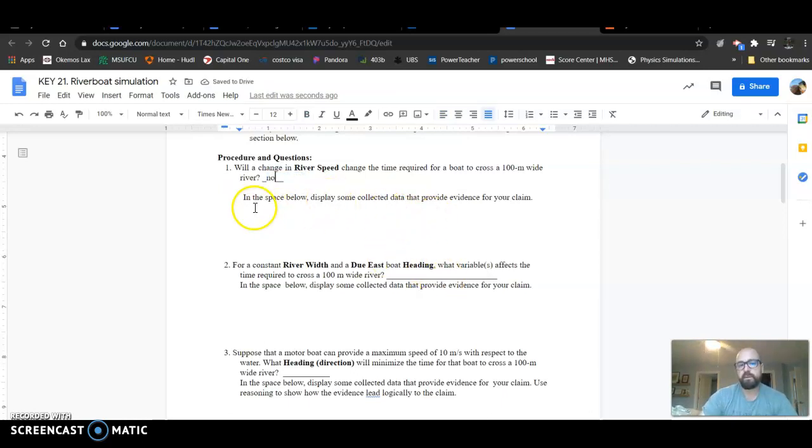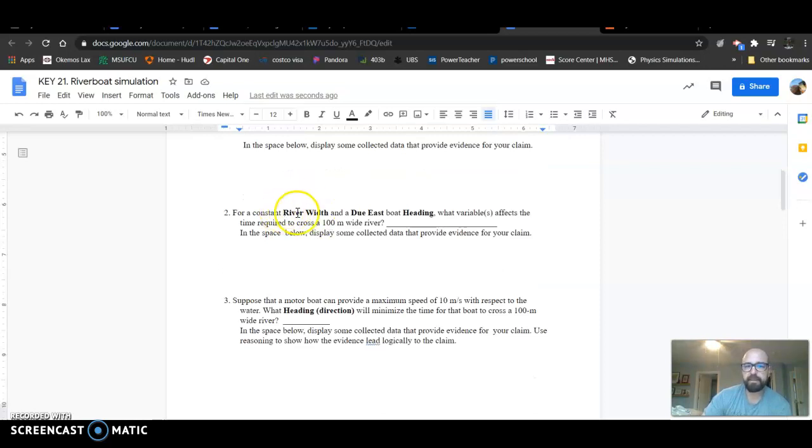And you could put then the data I would expect here would be from the stuff like I just did, where you said the river speed was this, it still took 10 seconds. River speed was 4 meters per second, it still took 10 seconds to go across. So the river speed doesn't change the time to cross the river. And then for a constant river width, due east heading, what affects the time required to cross the river? So there, the only thing that does that is the boat speed.